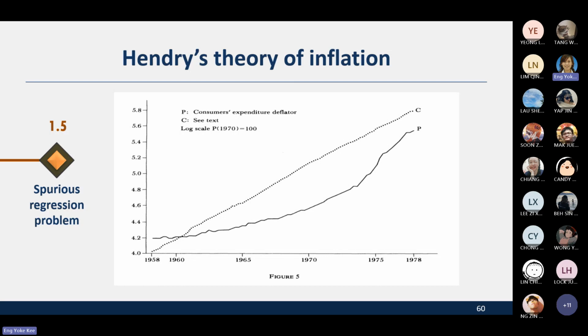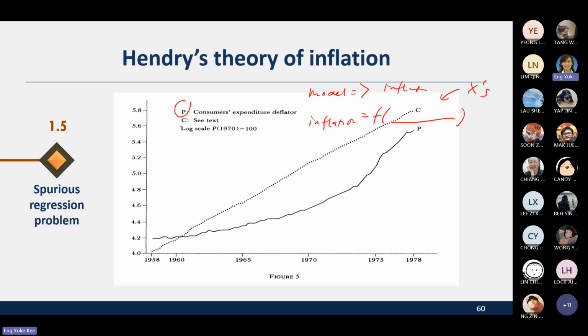It says, okay, now we want to look at what explains inflation. So you want to build a model. Pay attention to the inflation. So how your inflation is a function of... So we want to build a model that can explain the inflation in the UK. So how to go about this? Very simple. You look at the data. So he used the P. P is the consumer expenditure deflator. He used the deflator as the proxy for inflation.